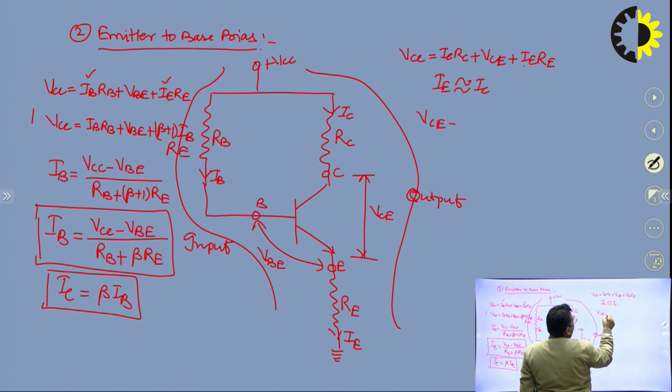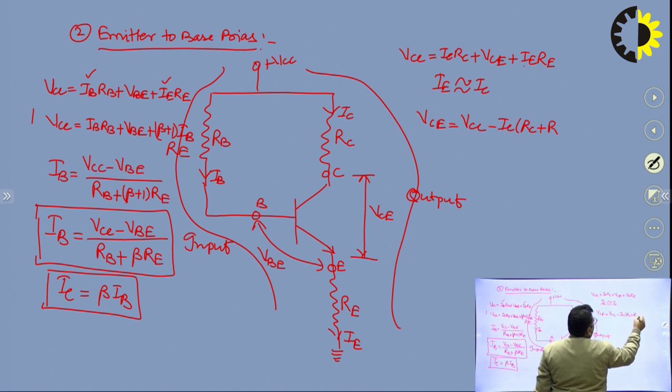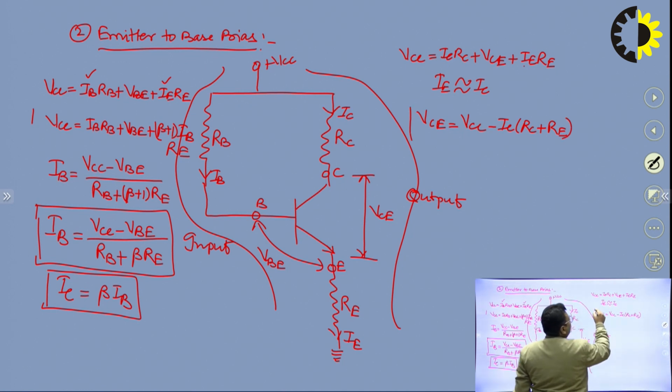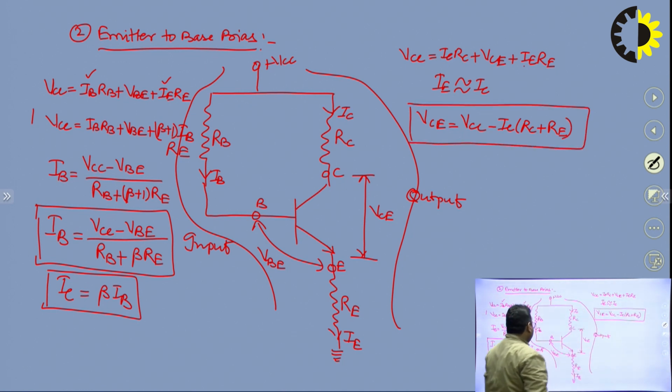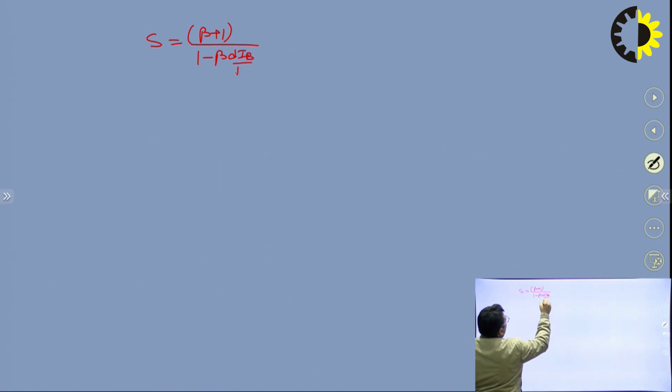So VCE will be equal to VCC minus IC, we can take common, and it will be (RC plus RE). So this will be the value of VCE. So we have calculated the Q point. We can say this is nothing but ICQ and this is nothing but VCEQ, right. Now the next target is to calculate the stability factor of this circuit. So for that again we will use that formula. S is equal to (beta plus 1) divided by (1 minus beta times dIB over dIC). So we need to calculate this value dIB over dIC.